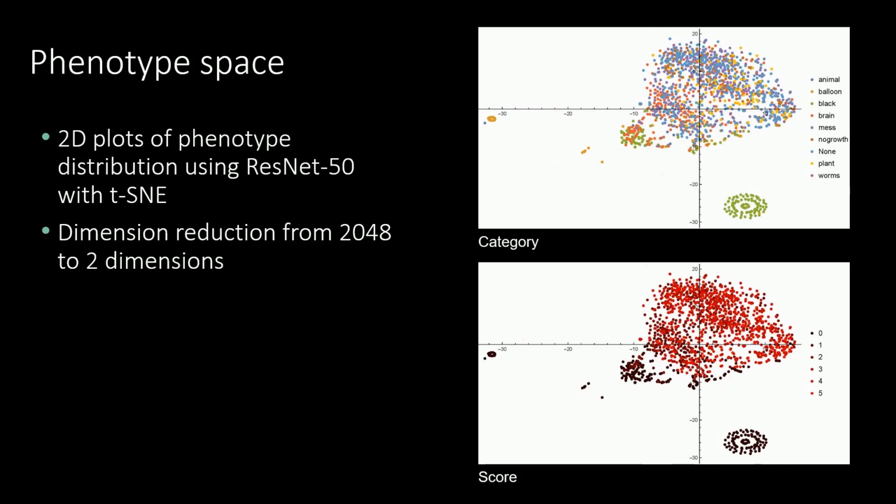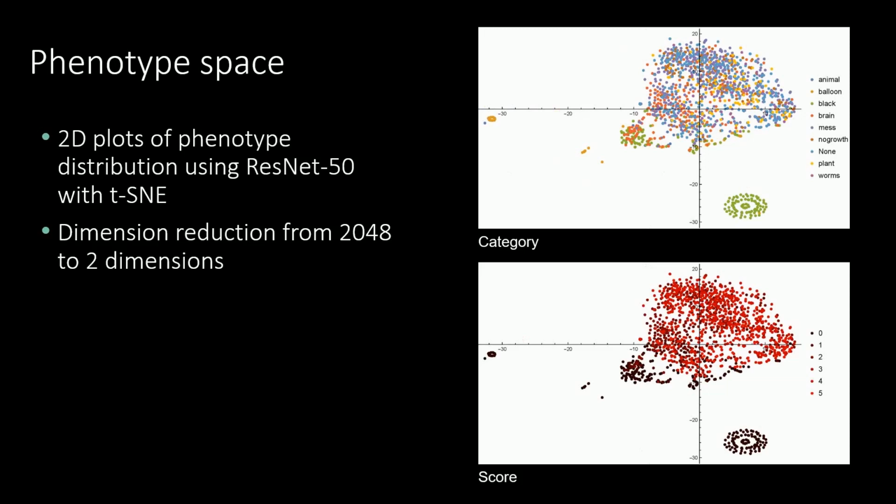These plots show the results we got from the phenotype space. These were based on using a ResNet 50 image classifier to generate a 2048 element feature vector for each image, and then using TSNE to reduce from 2048 dimensions to 2 dimensions and look for clustering. ResNet 50 is a convolutional deep neural network originally trained using the 1.2 million images in the ImageNet database.